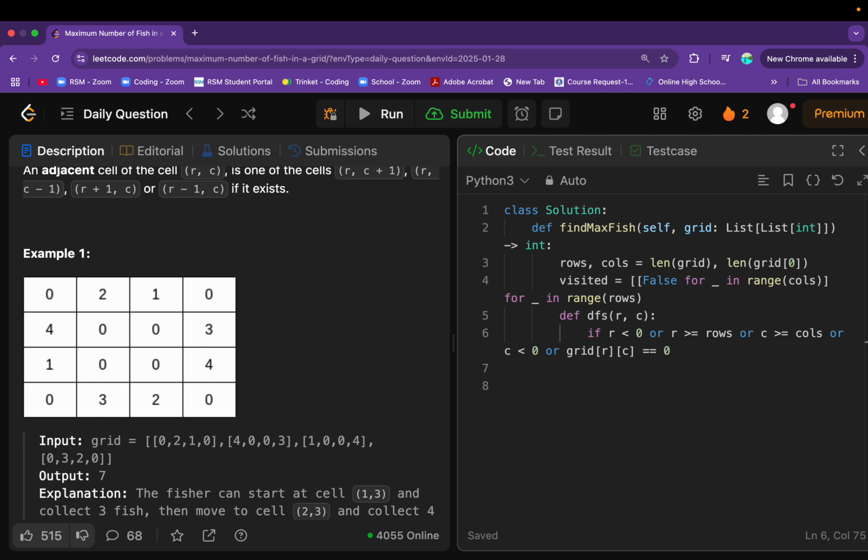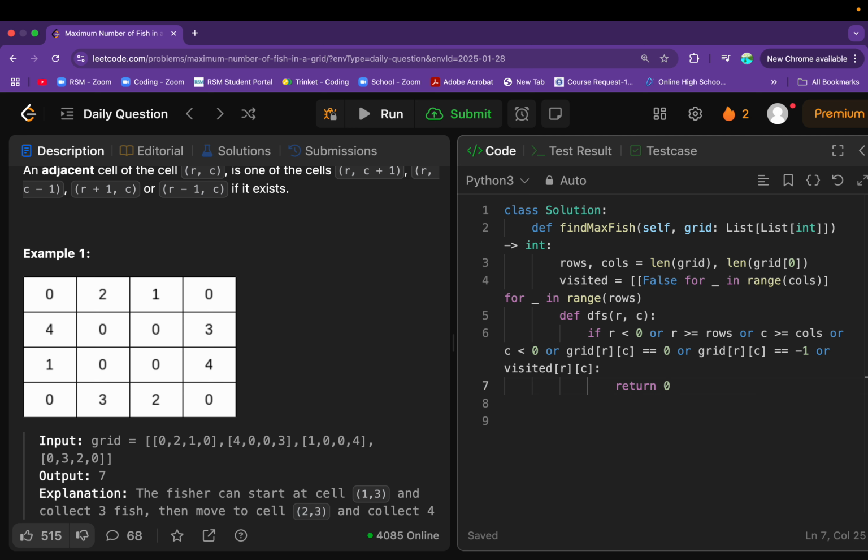And the next thing we have to check, well, what if it's equal to negative 1? So we'll have another OR condition here. If grid at RC is equal to negative 1, and finally, we have to check what if we've already visited it? And the way we can do that in Python is or visited at RC. If either one of these conditions are true, we know we immediately have to simply return 0.